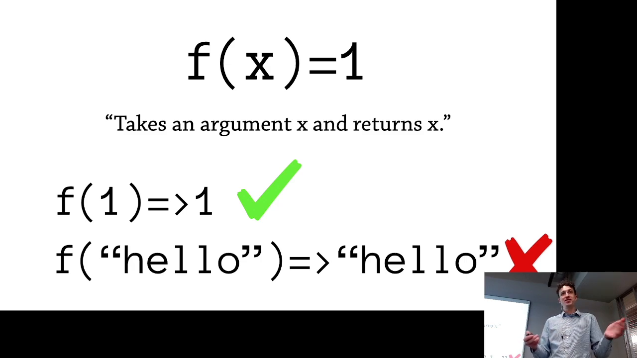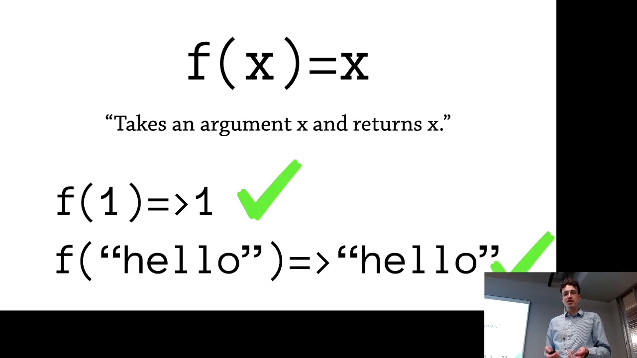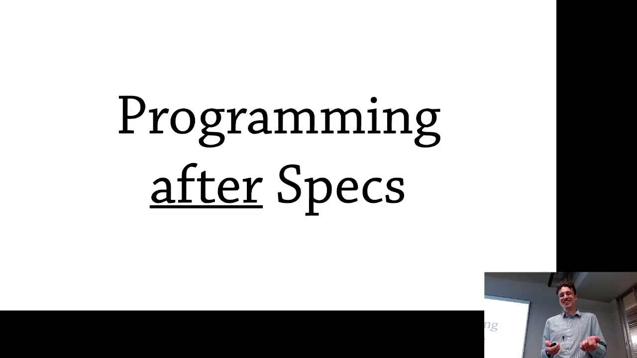So that step is over. Now we go back to fix the program. Well, okay, that shouldn't return 1. It should return x. Then we run our examples again, and we're done. So that was programming before specs, for the purposes of this talk. Okay, programming after specs.